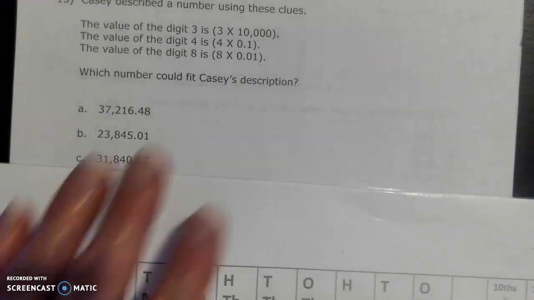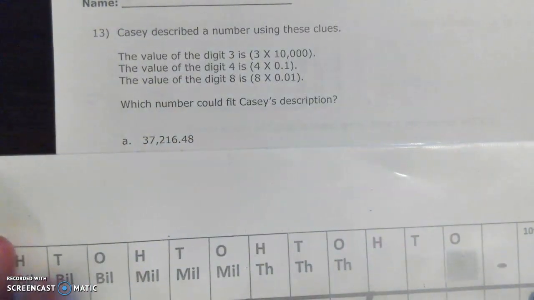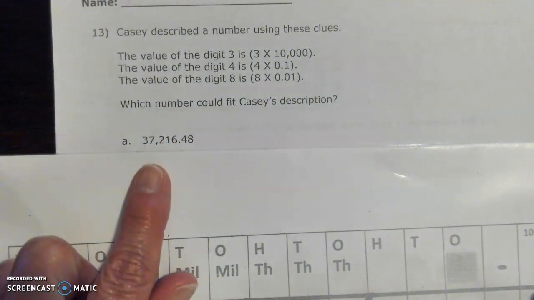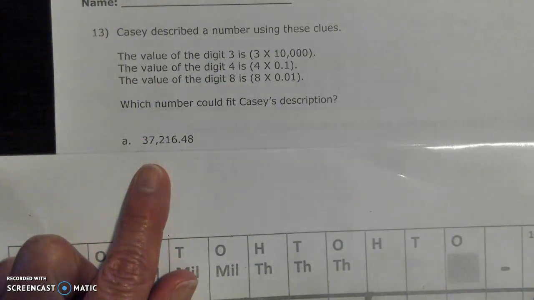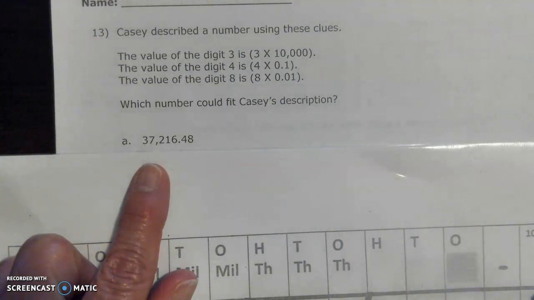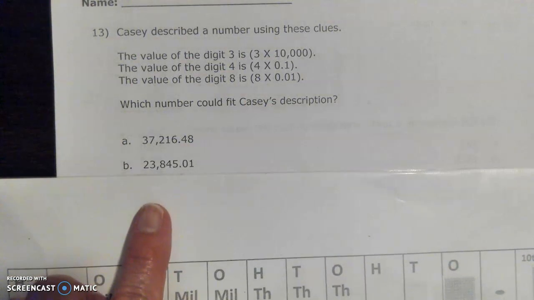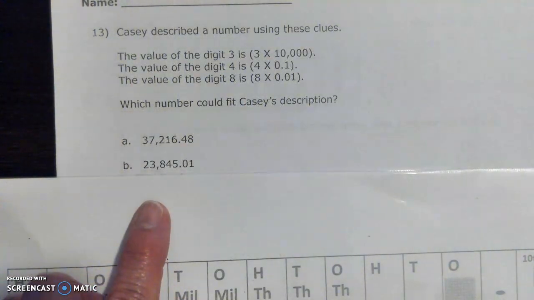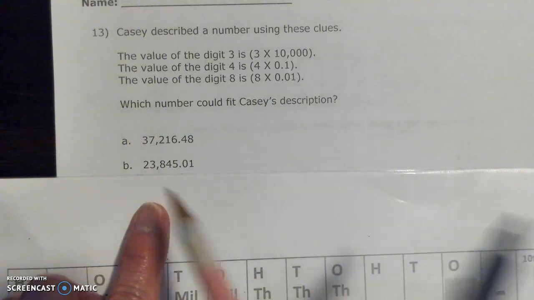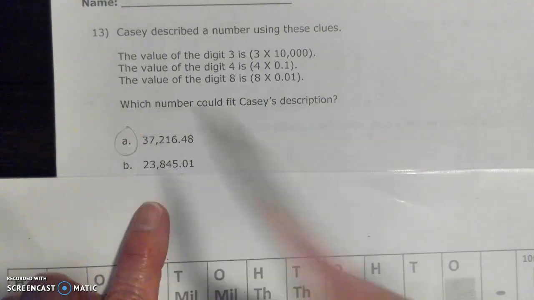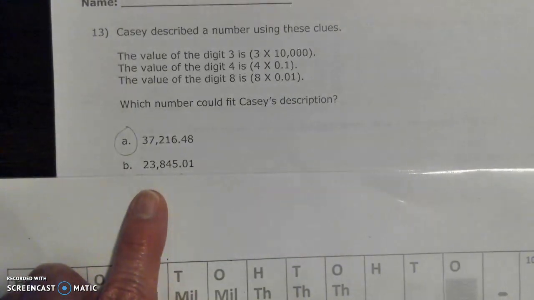So I could go then to looking at the numbers and see which ones match. So I could write each of these numbers down. And I see that the 3 matches, the 4 and the 8 also match. So that could very well be my number, but I'm not going to make that decision until I look at all of them.